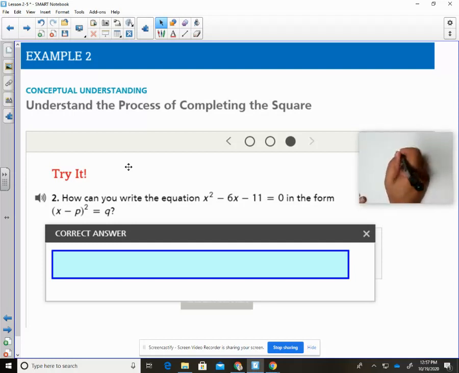So we've got x squared minus 6x minus 11 equals 0. What I'm going to do is take this part, x squared minus 6x plus something, and then I'm going to move the 11 over, add 11 to both sides, right? And then what's half of 6? It's 3. 3 squared would be 9. So then that would give me (x minus 3) squared equals 11.